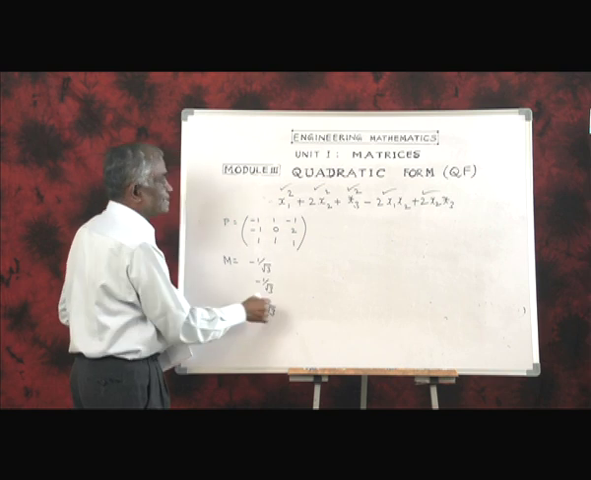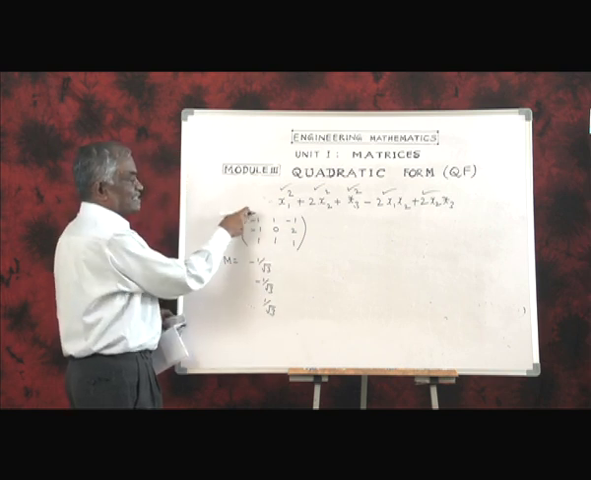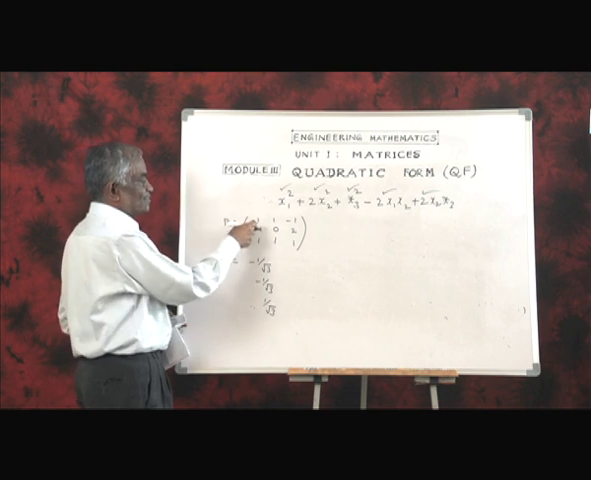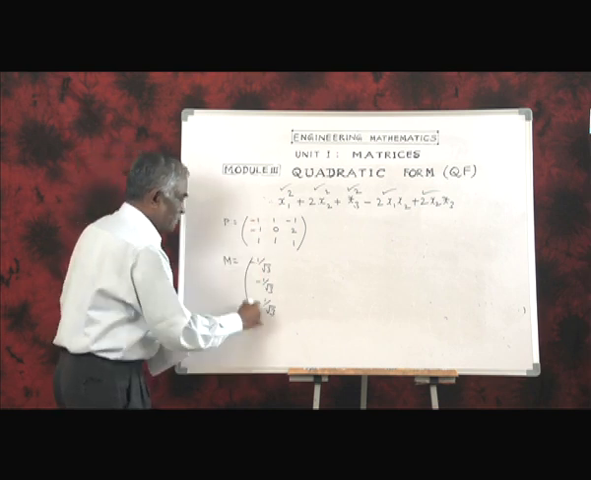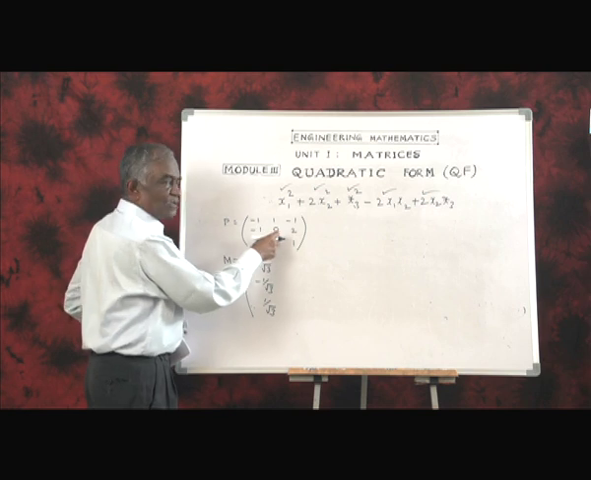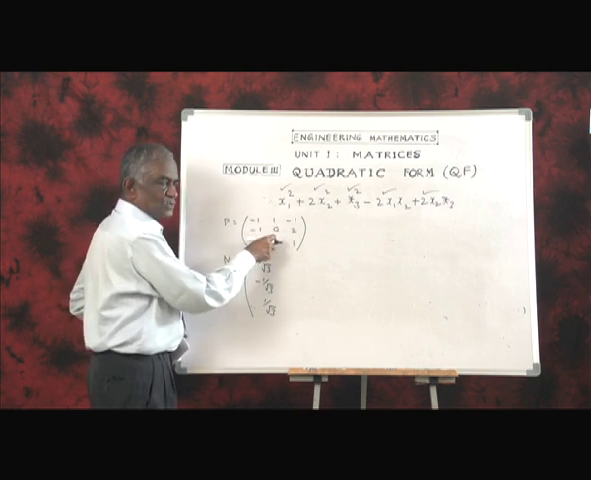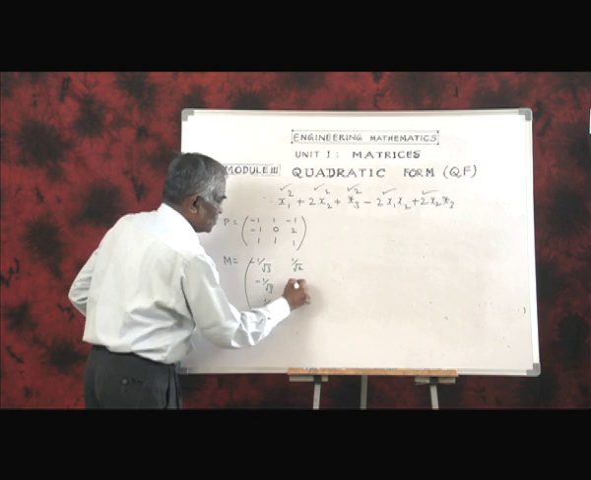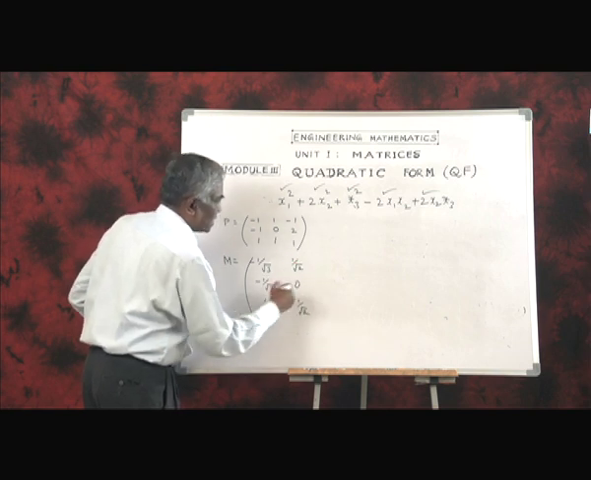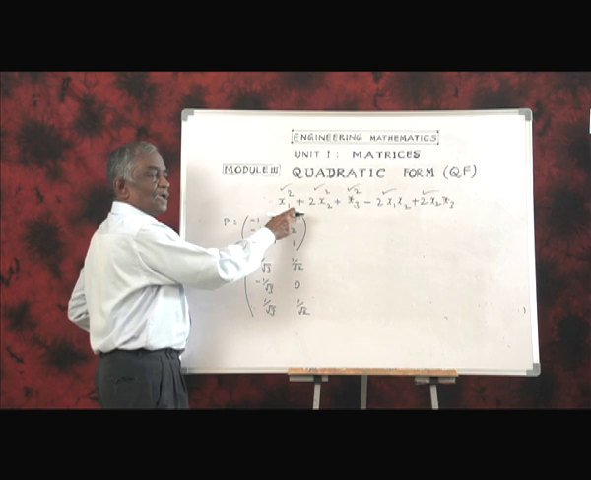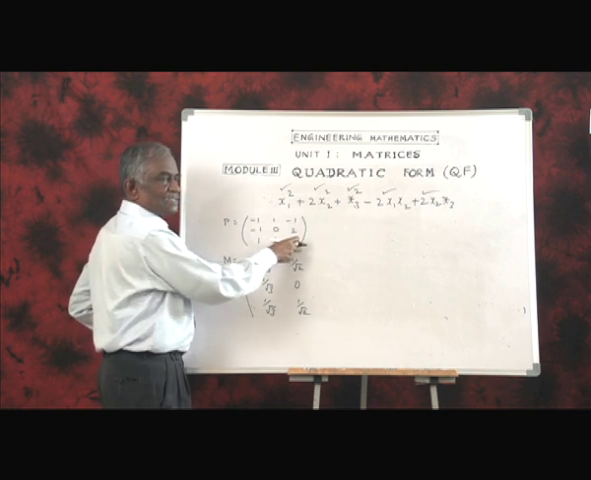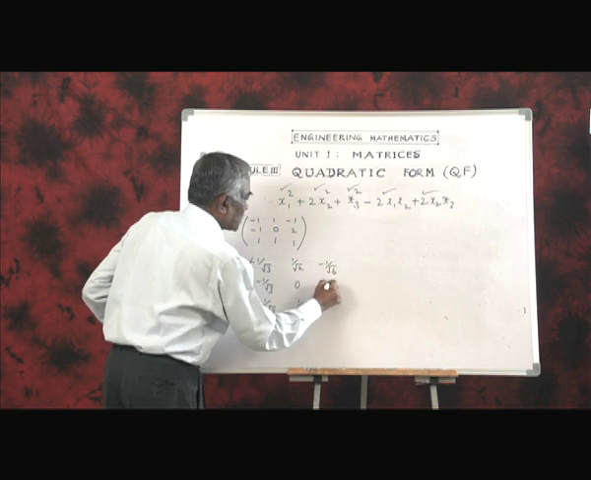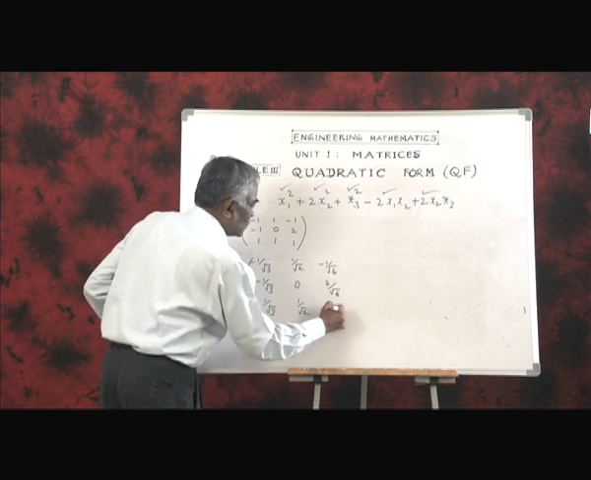So how do you get this? You divide each one of the elements of the first column by the square root of this square plus this square plus this square. Similarly, the second one, when you square and add, you have 1 plus 0 plus 1, that is 2, taking square root, root 2. So 1 by root 2, 0, 1 by root 2. And the third one, when you square and add, 1 plus 4 plus 1, that is equal to 6, therefore divide by root 6. So minus 1 by root 6, 2 by root 6, 1 by root 6.